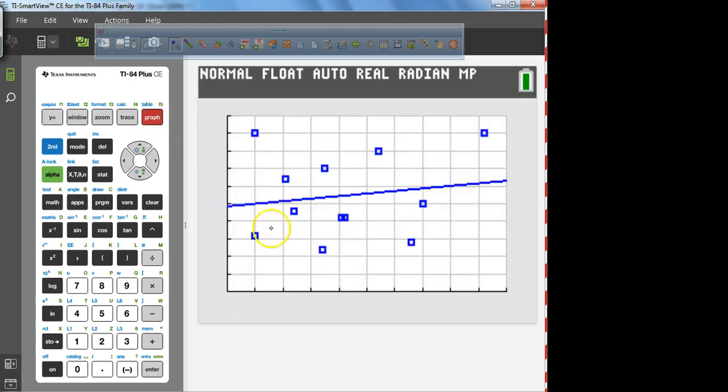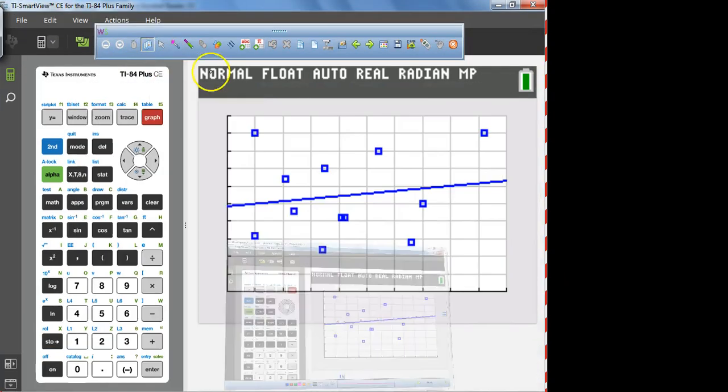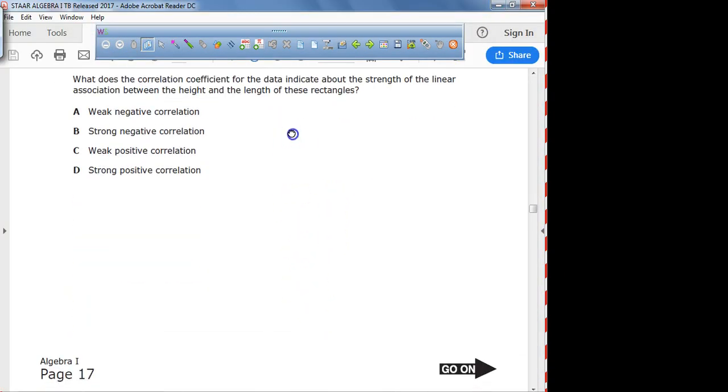Now, if you're wondering what a strong correlation would be, a strong correlation would be if these points right here were really close to the line, and some of the points were actually on the line. That's a strong correlation. A weak correlation is when these points are not close to the line. And why is it positive? Because what's happening with this graph? It's going up from left to right. A negative correlation would be if it was going down from left to right. Okay? Alright, that was a big problem.